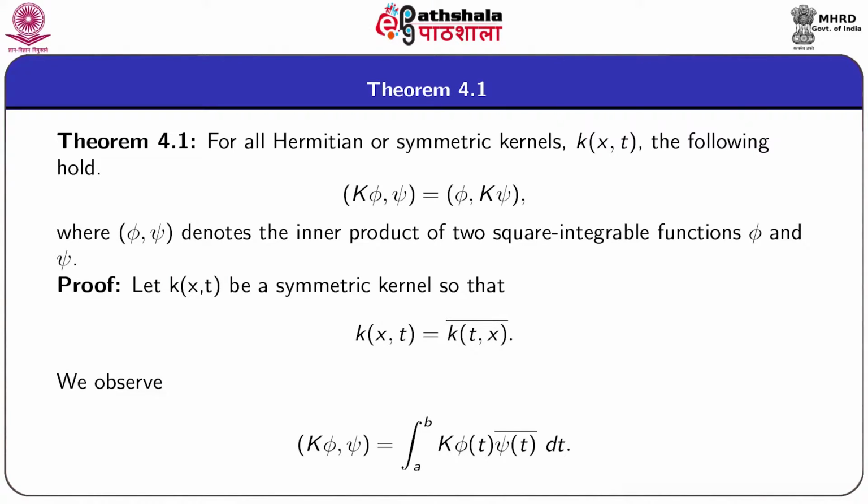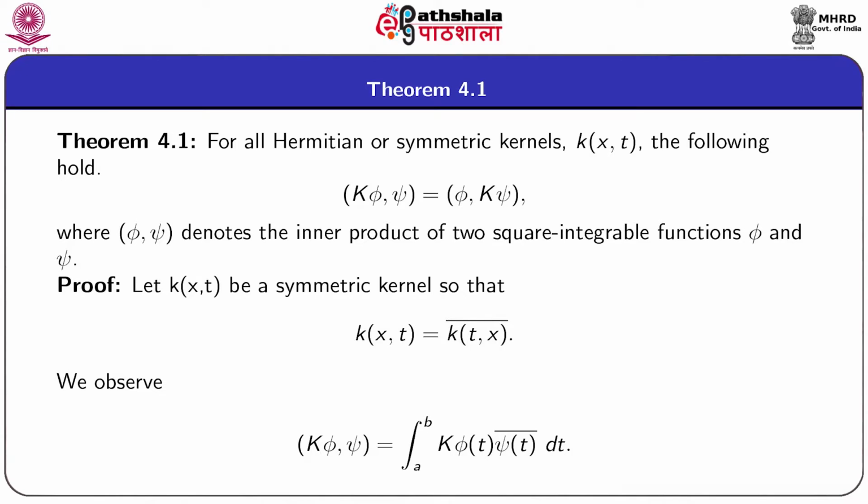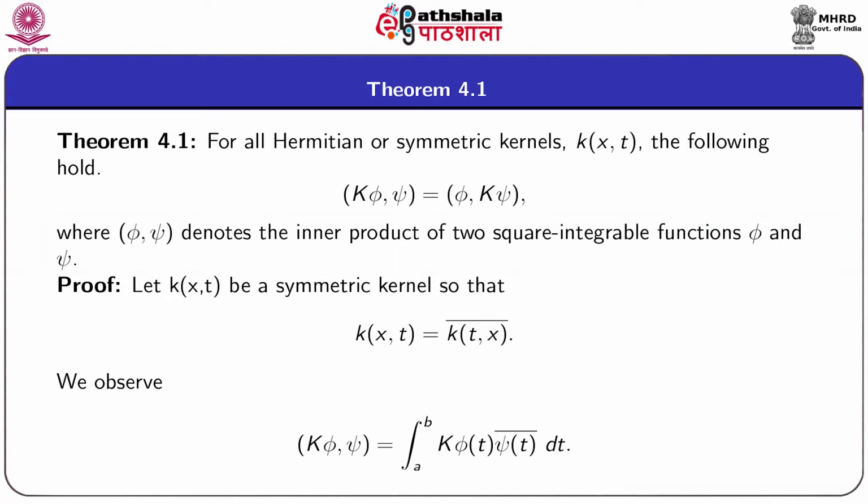Now we come to theorem 4.1. It states that for all Hermitian or symmetric kernels K(x,t), the following property holds, that is, the inner product of K phi and psi is equal to inner product of phi and K psi, where capital K is an integral operator, and phi and psi are square integrable functions. Now we prove this result. Let K(x,t) be a symmetric kernel. That means K(x,t) is equal to K bar (t,x).